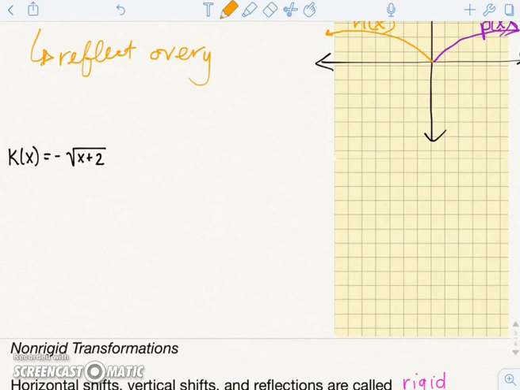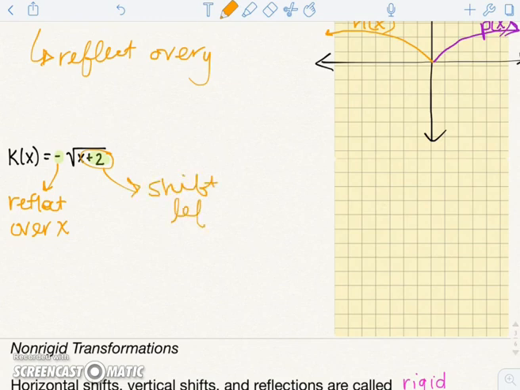K of x, what do you think the two transformations that are happening here are? First thing we see is this negative out front, which tells me that I'm reflecting over the x-axis. And then I also realize there's this +2 on the inside. So this out here tells me reflect over x. And this on the inside tells me shift left 2. Remember, it's the opposite when it's on the inside.